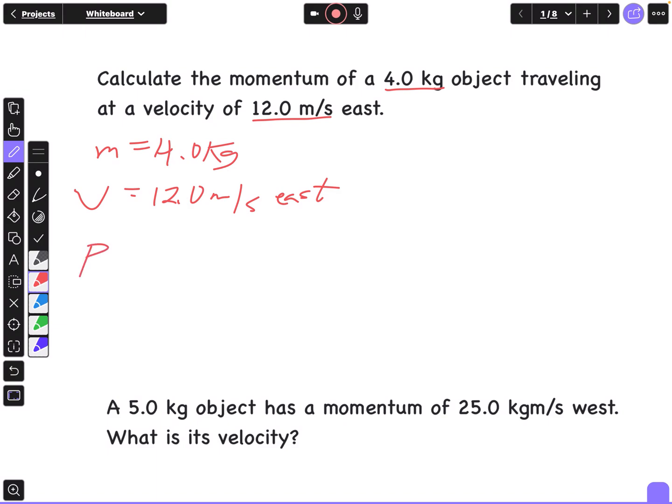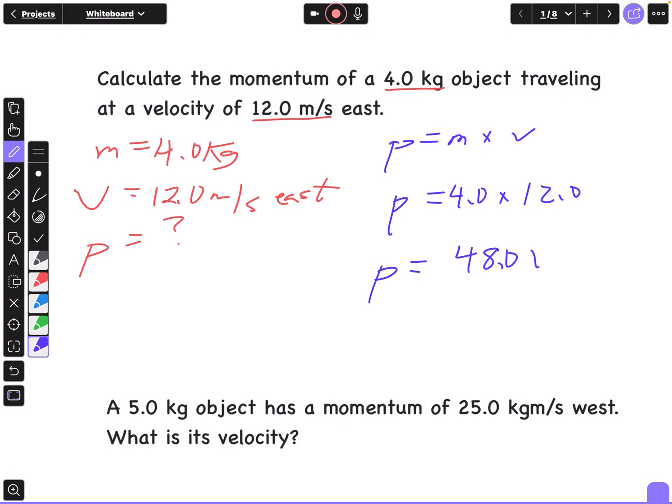I'm solving for momentum, which is P. My equation is P equals M times V. Now let's plug those numbers in. The mass would be 4.0 times the velocity, which would be 12.0. So my momentum would be 48.0 kilograms times meters per second. If I was having to solve for velocity in that problem, I would divide both sides by m, and my velocity would be momentum divided by mass. We're just using algebra. Plug in your numbers and solve for your unknown.